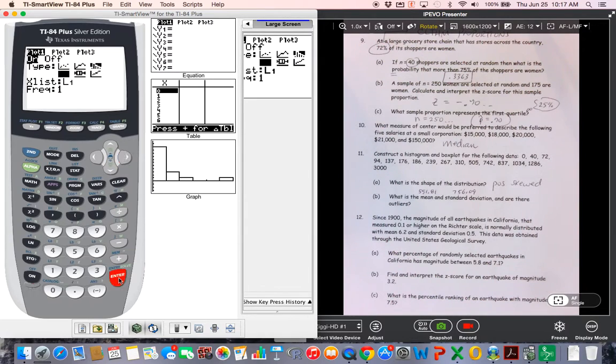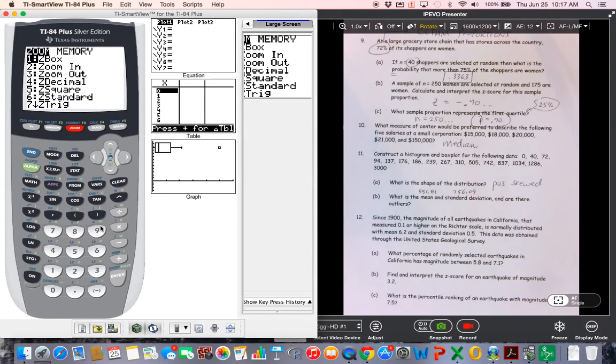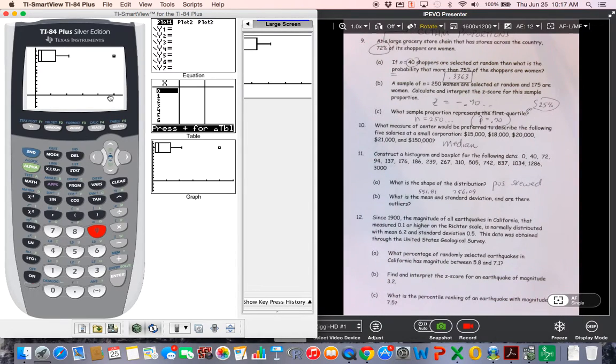So come down, select it. Everything else is cool, so let's go zoom 9. And it turns out we do have an outlier. We have one here. Now let me show you how to find that.